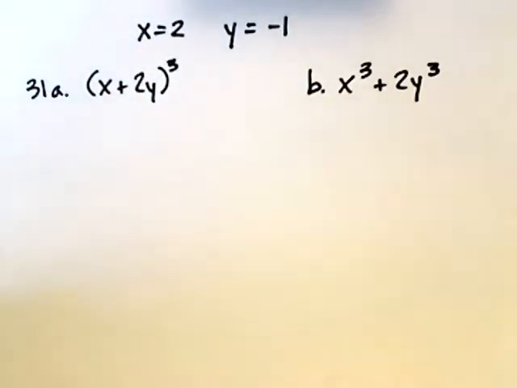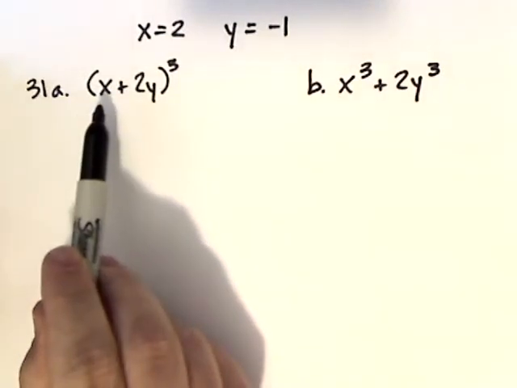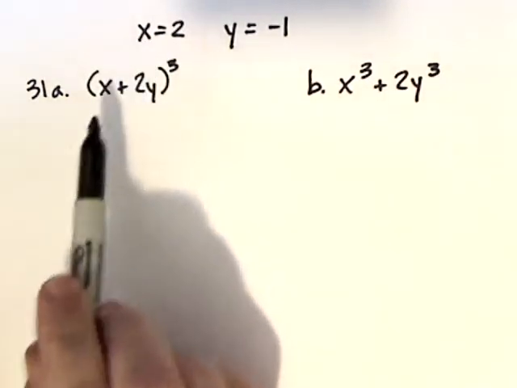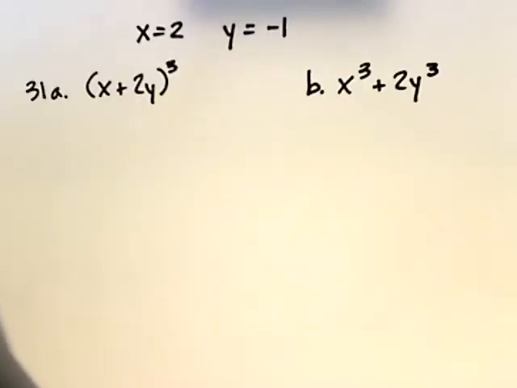Okay, for this problem, I'll be working out number 31 from the 4-1 worksheet. I'll be working out both parts A and part B. Now what we're doing on this problem is we're taking an expression and we're replacing the x in the expression with 2 and the y in the expression with -1.